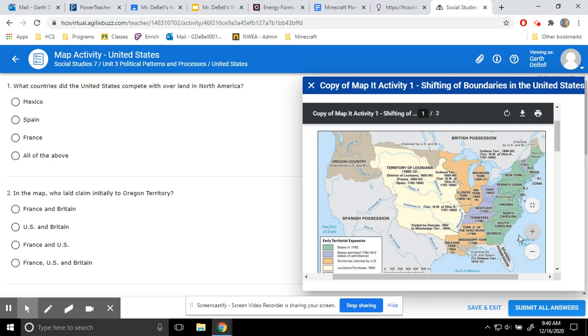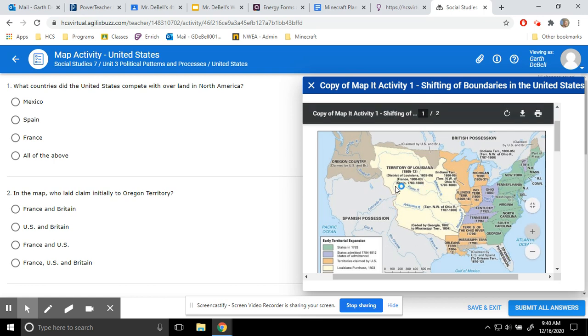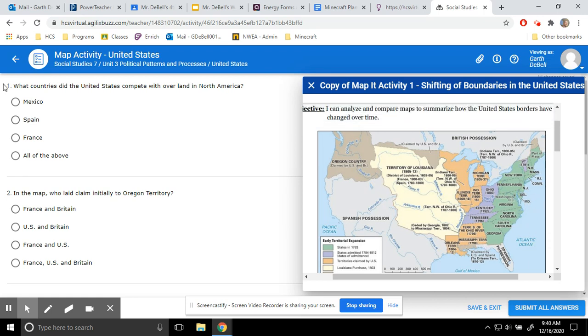What countries do the United States compete with over land in North America? All right, so there are a couple of different places where we see on the map that they competed with some people, right? So you have some competition between the United States and Britain. That's not an option over here, mostly because you can only put four answers. I didn't want to put five, but you have Spanish possession. This is owned by France, right? So Spain and France are definitely options, right?